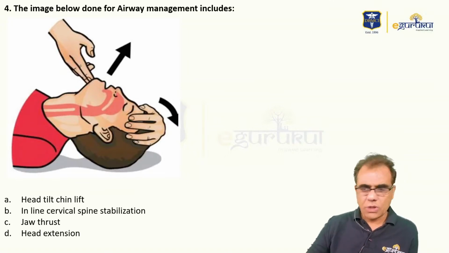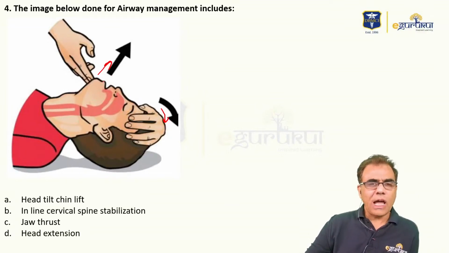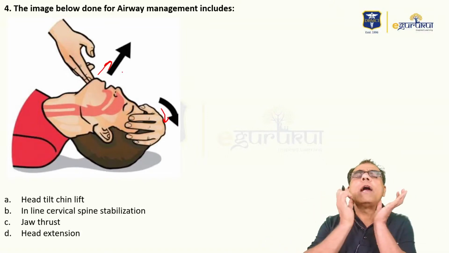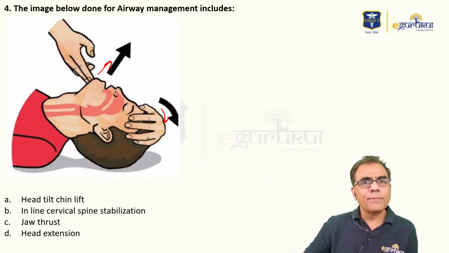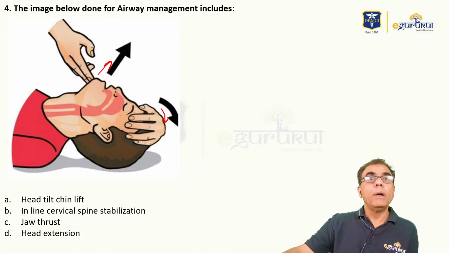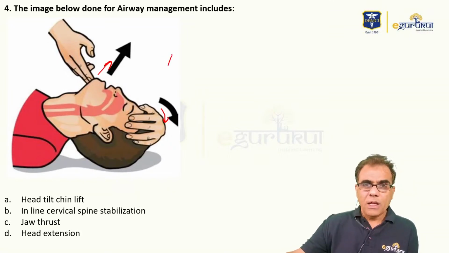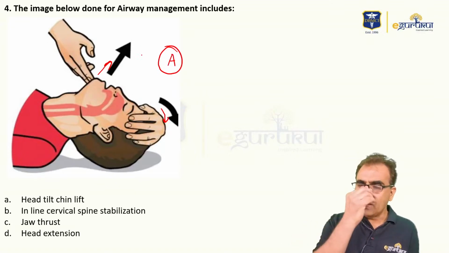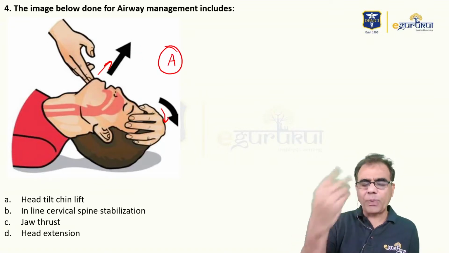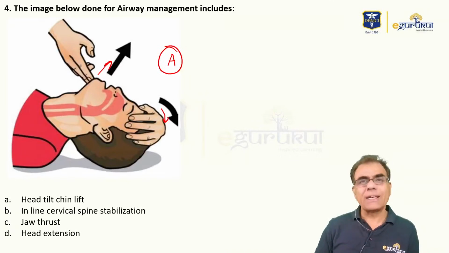So in this image you can clearly see head tilt, this hand is tilting the head, and chin lift, this hand is lifting the chin. And after that you should also anteriorly displace the mandible. Then it becomes the triple maneuver. So obviously this is a manual method of preventing tongue fall, and it is usually practiced outside the hospital setup.